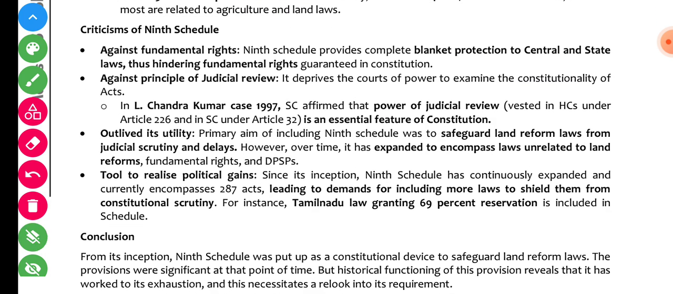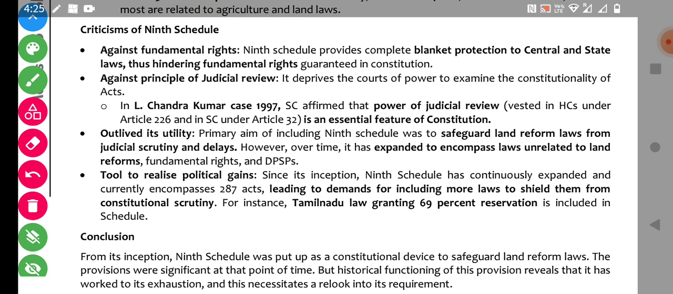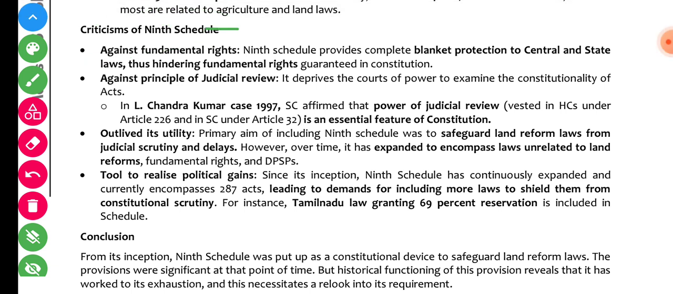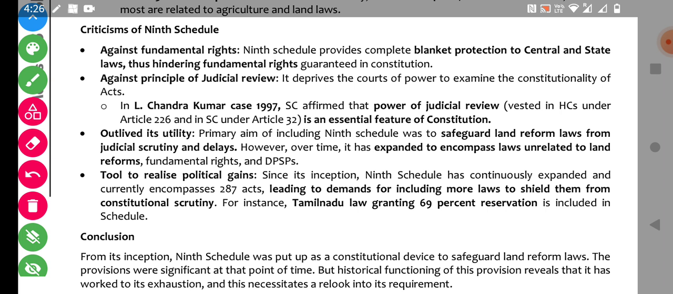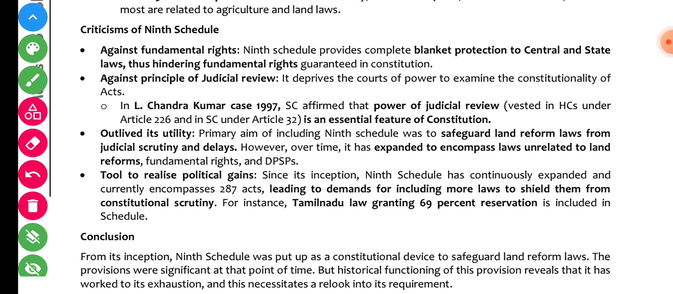And what are the criticisms of the Ninth Schedule of the Constitution? It is against fundamental rights. The Ninth Schedule provides complete blanket protection to central and state laws, thus hindering fundamental rights guaranteed in the Constitution. It is also against the principle of judicial review. It deprives the courts of the power to examine the constitutionality of the acts.